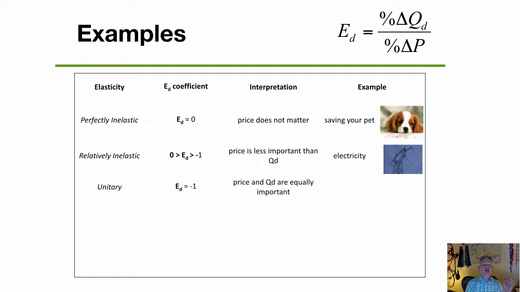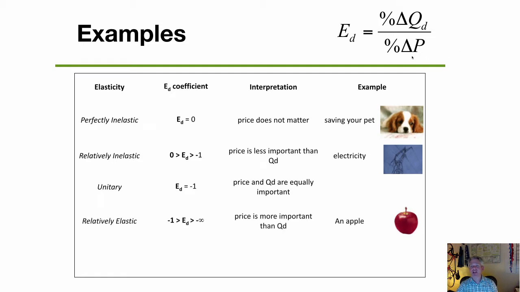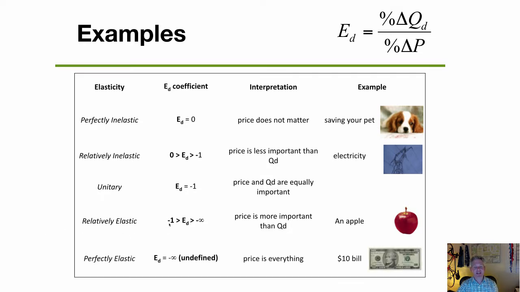Unitary elastic goods are where there's a 1-for-1 in terms of the percent change. The percent change in price and the percent change in quantity are the same, so they are equally important. And then the last is where you're relatively elastic, between -1 elasticity and -infinity. Price is now more important than quantity demanded. For something like an apple, if the price goes up a little, maybe you'll switch to another fruit. Maybe there are lots and lots of substitutes.